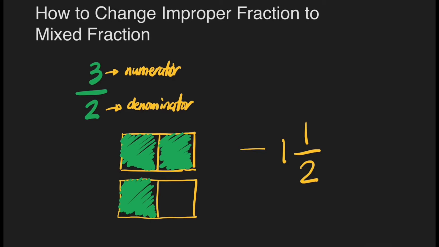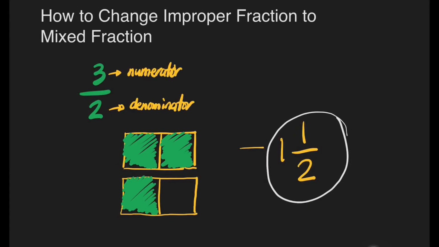So if we're going to change 3 halves to a mixed fraction, the answer is easy. You can just draw it in the diagram and figure out how many wholes were shaded and how many parts were left. So that's the answer, 1 and 1 half.